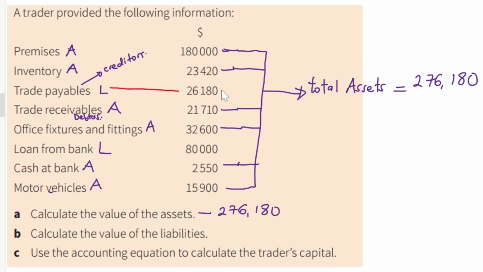Okay, let me use a different ink. We have this as a liability, we have this one too as a liability. It's supposed to be added here. Yeah, we only have two liabilities. Yep. So when we add up the total liabilities, what do we have?